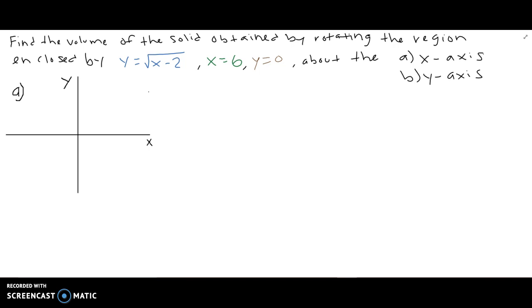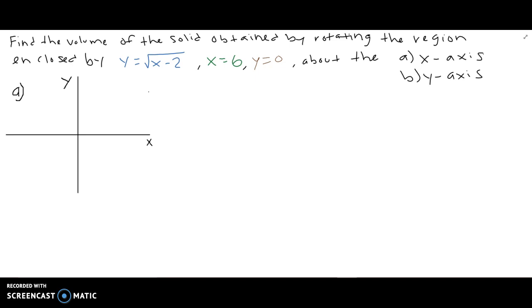Of course, for all of these problems, despite whether it's disk method, washer method, or shell method, our first step is going to be drawing the functions given to us and identifying that area that is being enclosed by all the functions, right? So let's start with that.